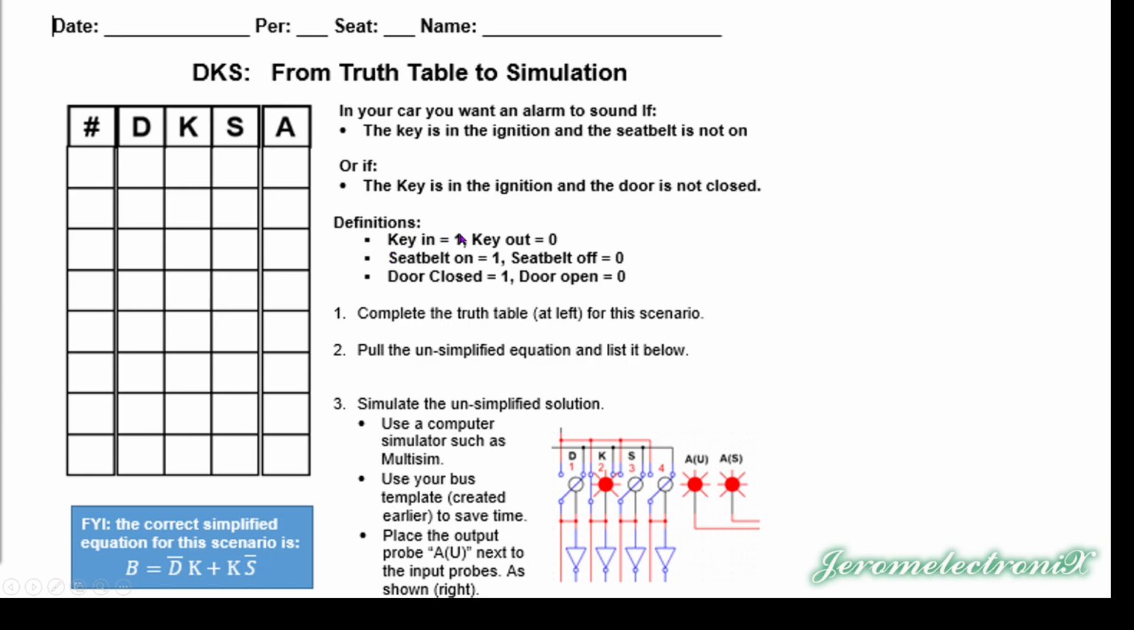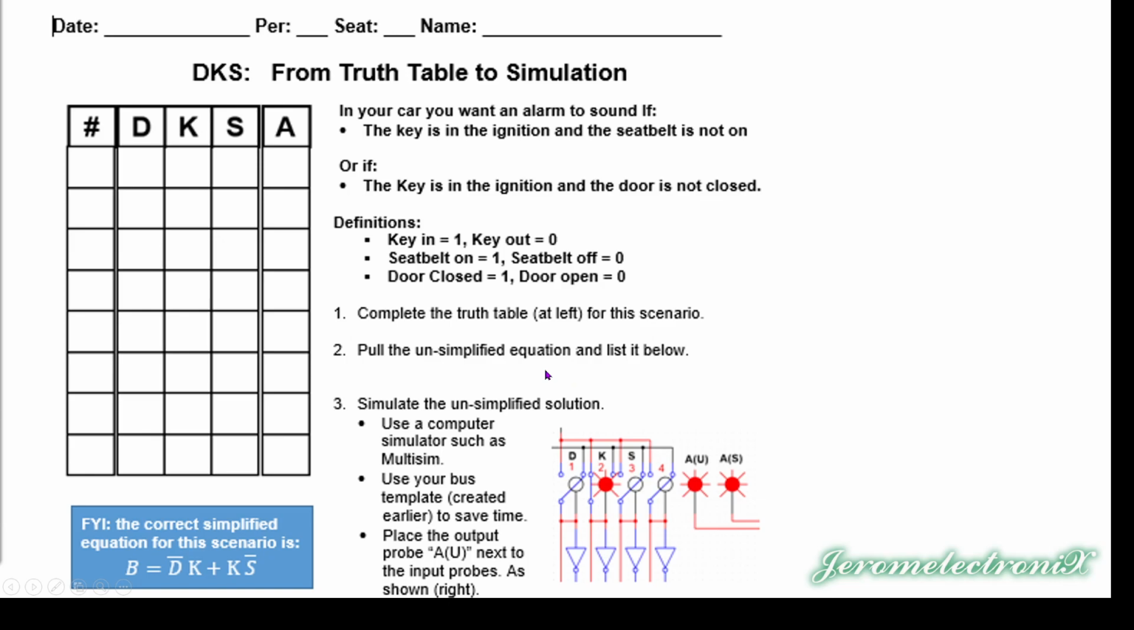Definitions: if the key is in, that's a 1. If the seatbelt's on, that's a 1. If the door's closed, that's a 1. Complete the truth table. Next thing you're going to do is pull the unsimplified equation and list it below. I have already given you the simplified equation, that is B equals not DK plus K not S. But you're going to take that unsimplified equation and list it right here in this space.